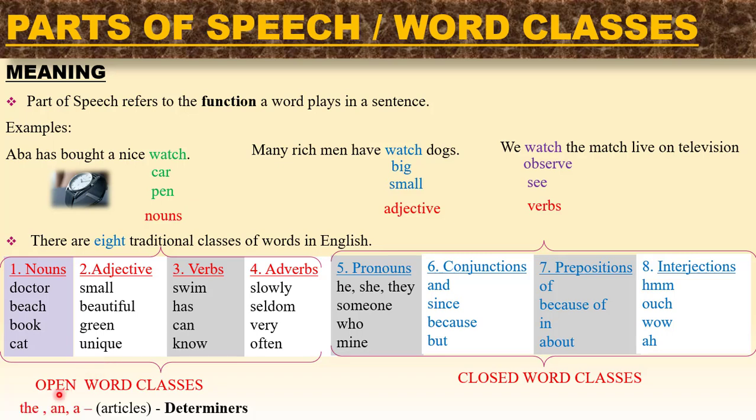The, an, a. These are articles and they normally come before nouns. Therefore, they belong to a broader category of words that are called determiners. So determiners are always treated as part of nouns because they are the words that limit the range of reference of a noun. So they are always classified under nouns. So these are the 8 traditional word classes in English.